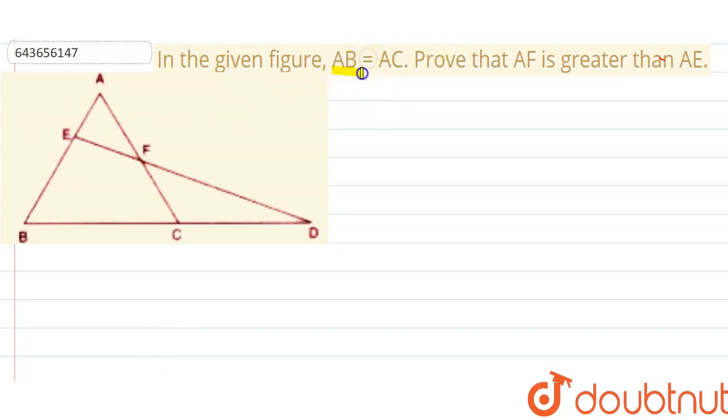Hello student, in this question, in the given figure, the important thing is AB is equal to AC. It is given AB is equal to AC, so definitely we are going to use it. Prove that AF is greater than AE. You have to prove AF greater than AE.